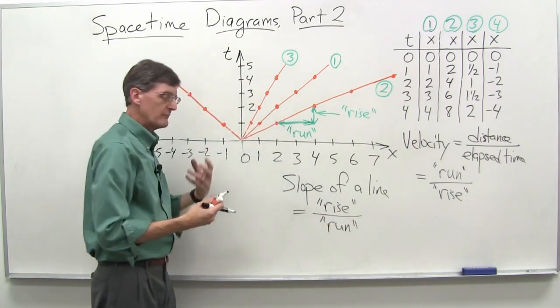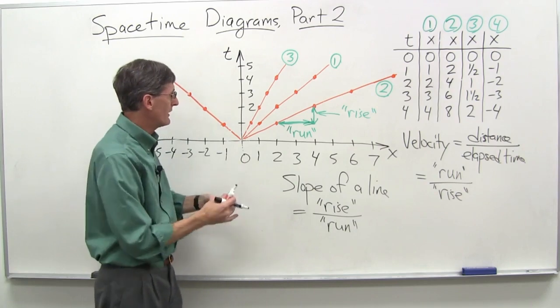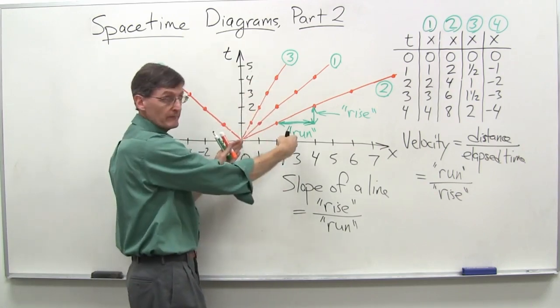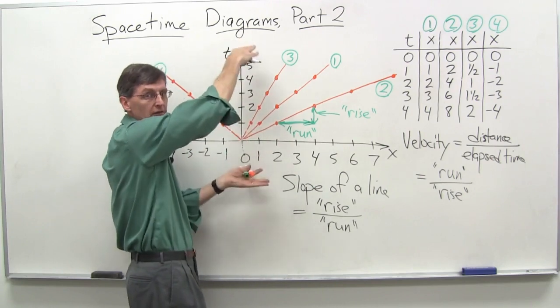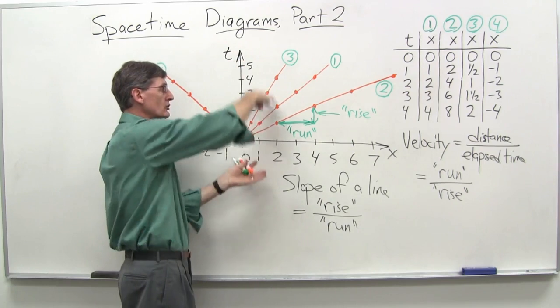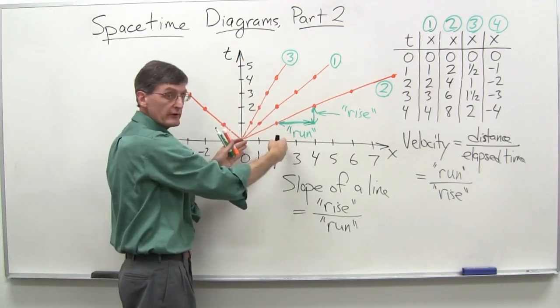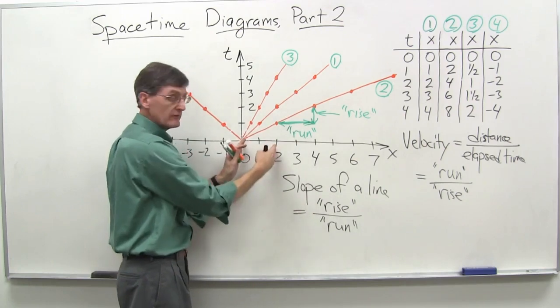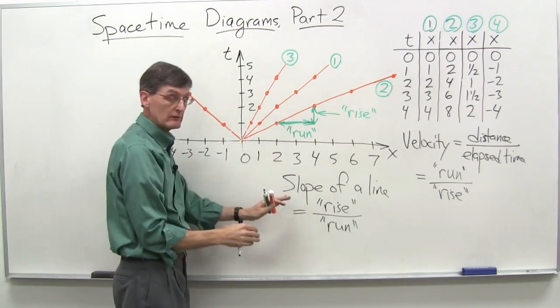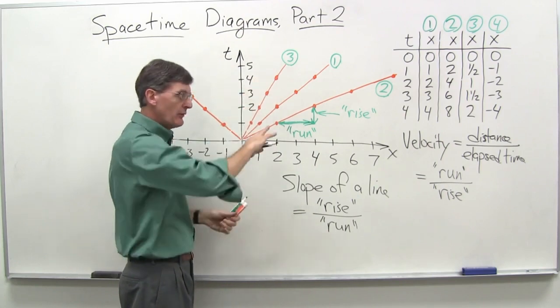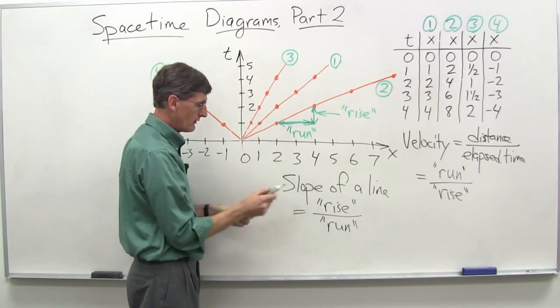Okay? So it's a measure of the steepness of a line. It's how far does it rise within a given run. So what's its y value for a given x value? If you have a large difference in y for a small difference in x, you have a big rise over a relatively short run, which gives you a larger number for the slope and a steeper line.